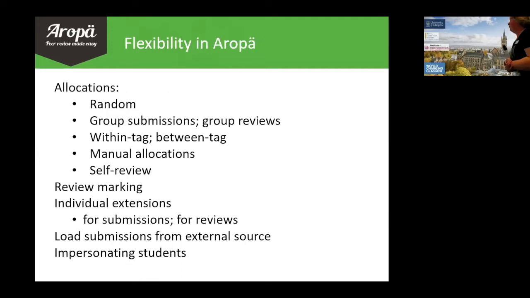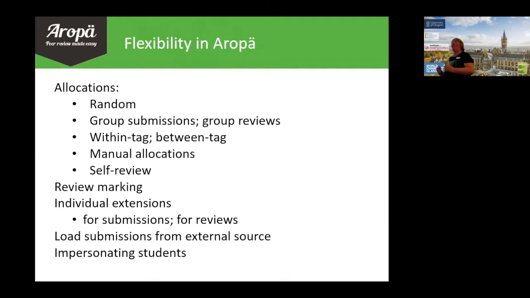So if we look at the flexibility in Aropa, the system has been developed over many years, and we've made lots of changes in relation to user feedback. The allocations, the way in which the assignments are allocated to the peers, there are various ways we can do it. We've got random allocation, which is just, as it says, random. You can have submissions that are done by group, so students work together in a group and submit one artifact. You can also have the students reviewing in a group.